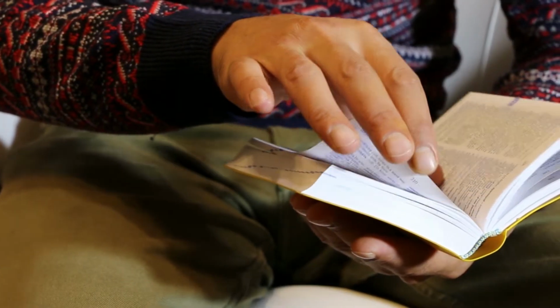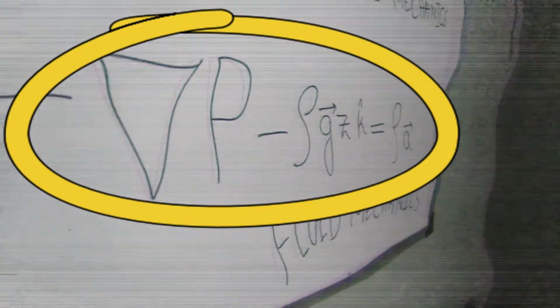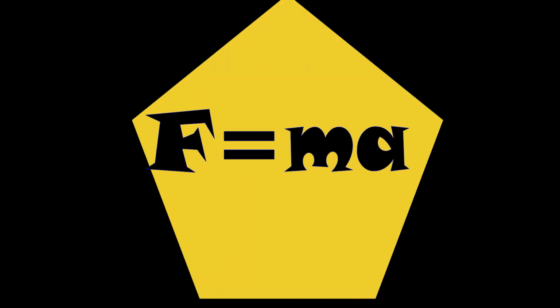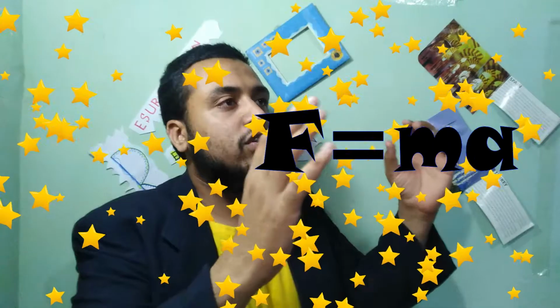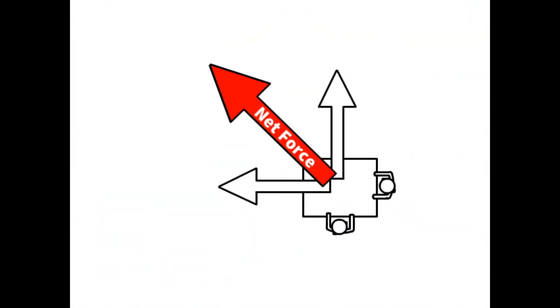Now from basic calculus, the sum of all forces acting on the fluid is minus del p minus rho g, and according to Newton's second law, the sum of the forces is equal to ma, mass times acceleration. So the net force acting on the fluid is equal to rho a, where rho is the mass density and a is the acceleration. Now this is the fluid form of the second law of motion.